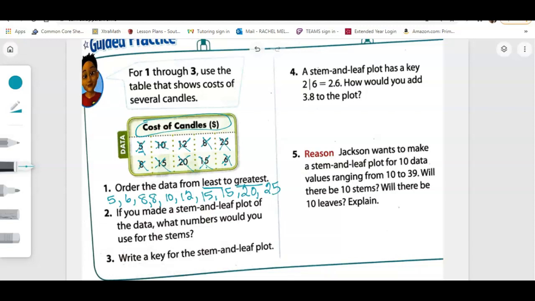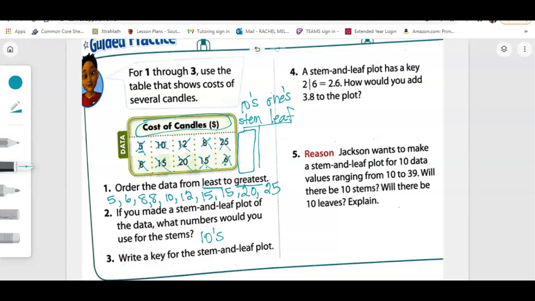So question number 2, if you made a stem and leaf plot of the data, what numbers would you use for the stems? Okay, so if I have my stem and leaf plot for this one, what would I use here in the stem? Think about that for a minute. Okay, I think since most of these numbers are in the tens place, I probably would use the tens place for my stems, and I'd probably use the ones place for my leaves.